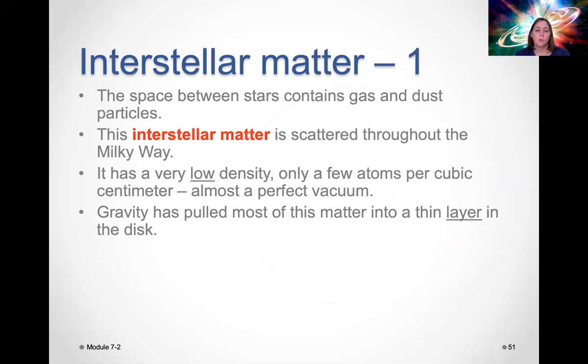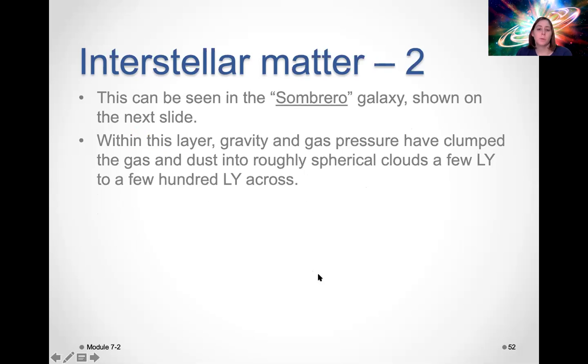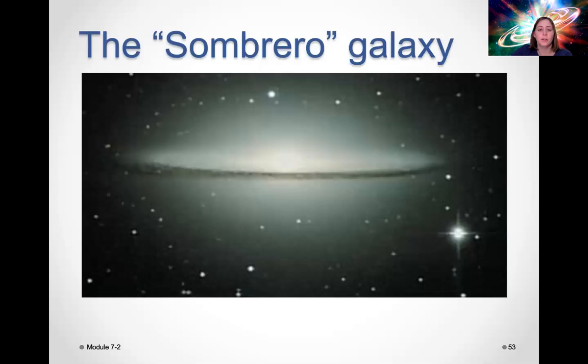Gravity has pulled most of this matter into a thin layer in the disk. This can be seen in the Sombrero Galaxy, which I'll show you on the next slide. Within this layer, gravity and gas pressure have clumped the gas and dust into roughly spherical clouds a few light years to a few hundred light years across, or in diameter. So you can see, this is the Sombrero Galaxy, but you can see the cloud here.